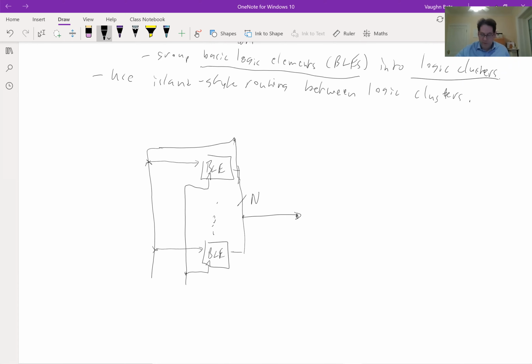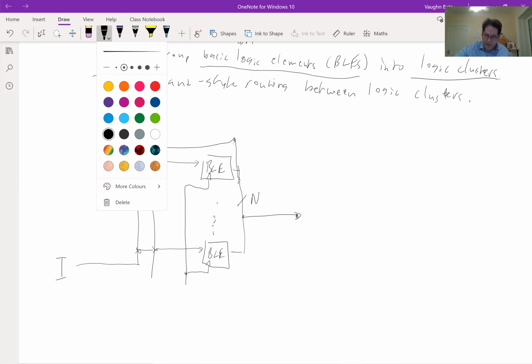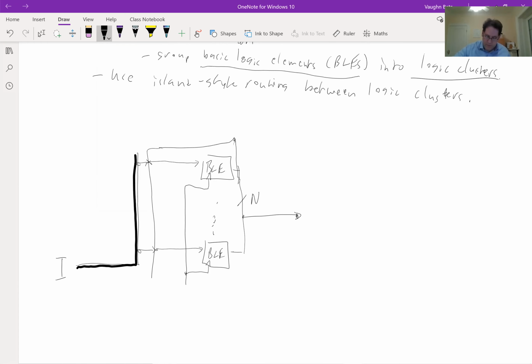They also need to get inputs from the outside world. So there are inputs, and we usually give them the symbol I for the number of inputs. Whoops, that's a very messy I. Let me try that again. Okay, so some number I of inputs comes in, and we can also programmably connect to those. So this is a whole bus, and this is a bus. Those are bigger than the other things.